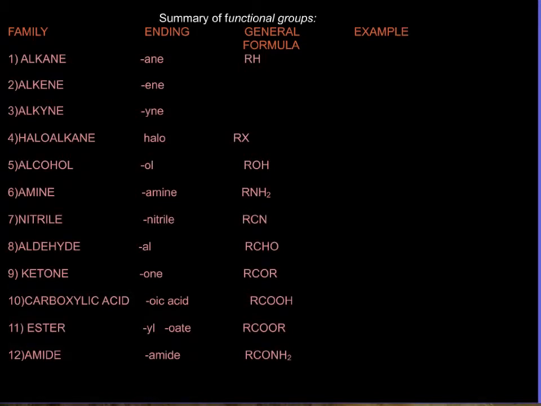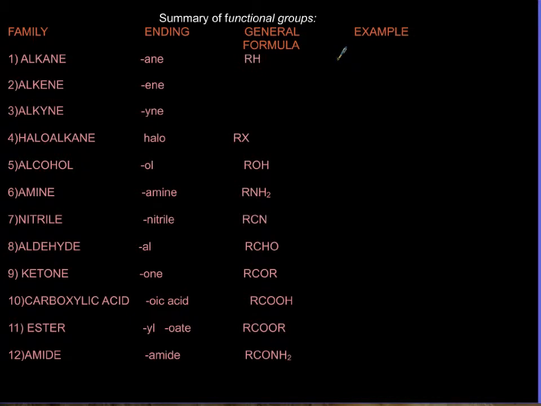This is a summary of functional groups I did before. I also forgot to introduce haloalkane. So when I said you need to know 11, you actually need to know 12 of them. So remember the hydrocarbons: alkanes, alkenes, alkynes. They are only carbon and hydrogen involved.